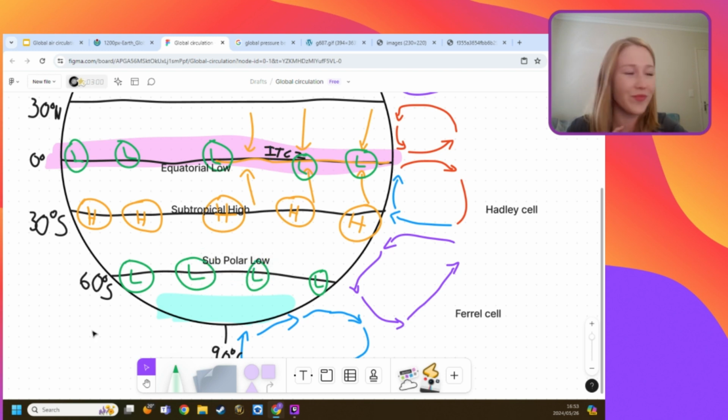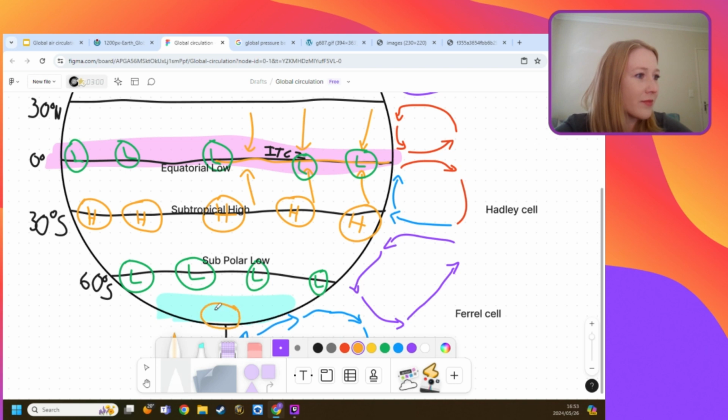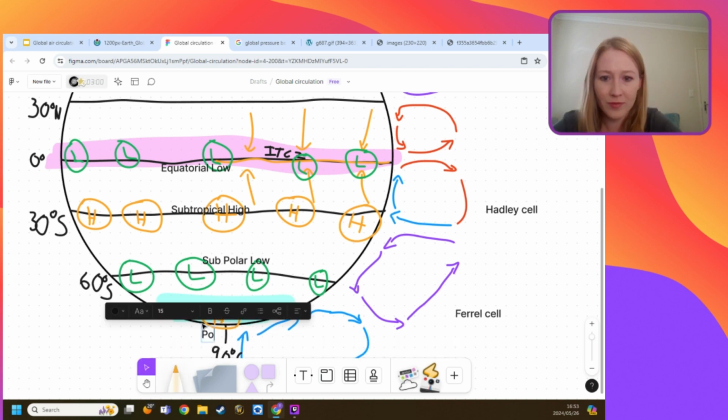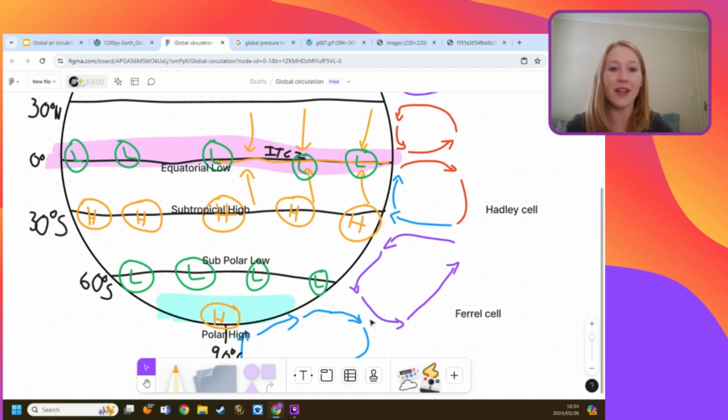Only one left. The last one is towards the poles. Because the poles are such cold air, the cold air sinks. The sinking puts pressure onto the earth, and that's why we have a high pressure cell at the poles. And that is our polar high. Okay, we have covered all the major pressure belts. Equatorial low, subtropical high, subpolar low, and polar high.